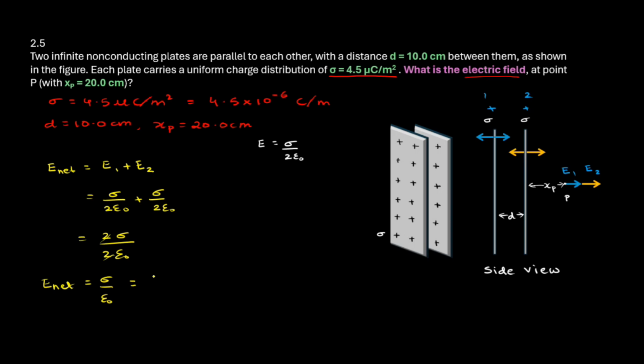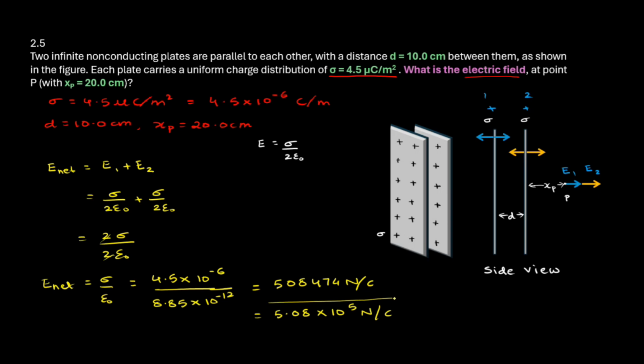Sigma equals 4.5 microcoulomb per meter squared. Epsilon naught is 8.85 times 10 to the power negative 12. And when you solve this, you get the electric field to be equal to 508,474 newton per coulomb, which you can write as 5.08 times 10 to the power 5 newton per coulomb. This is the magnitude of the electric field, and this electric field is directed towards the right, so you can write the direction as right.